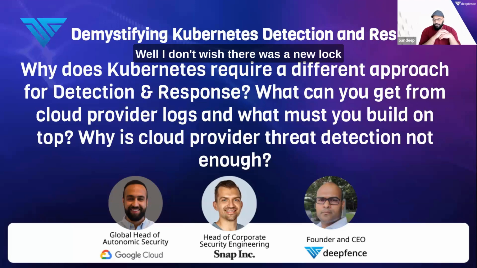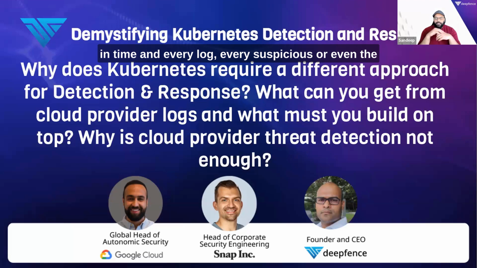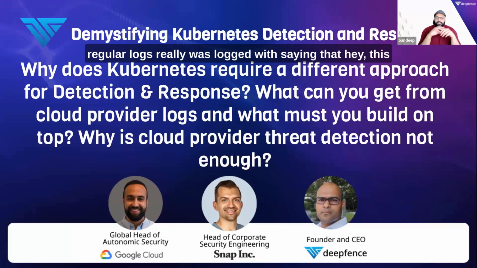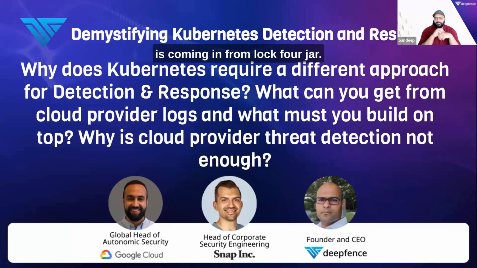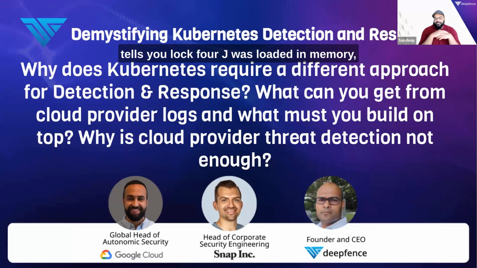Well, I don't wish there was a new Log4j, but I wish we had a different example to discuss. But really, if you had an SBOM, software bill of materials, for everything at that point in time, and every log, every suspicious behavior, or even the regular logs, was logged saying, hey, this is coming in from log4j.jar, and here is the context. And the context basically means this is in this sort of a container, which is actually running. That basically tells you log4j was loaded in memory, it was doing things, it was being accessed, it was in this particular container.